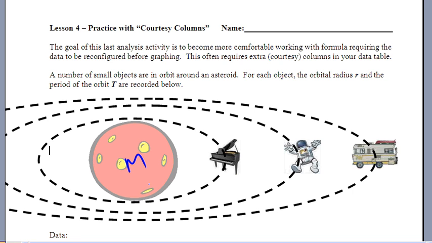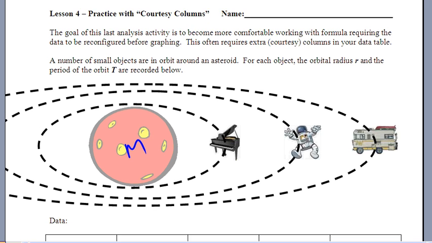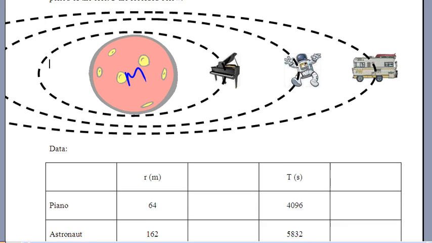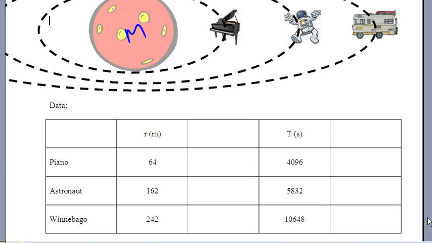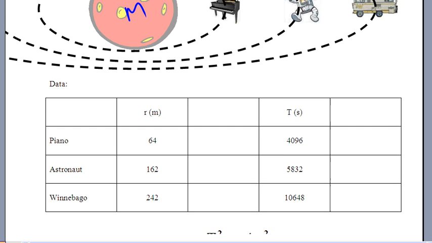You got a grand piano, an astronaut, and a Winnebago. Now in the data table, you can see for those items how far they are out, what the radius of their circular orbit is, and how much time it takes for them to go around. Plus there are some courtesy columns that you're going to need, and here's why.